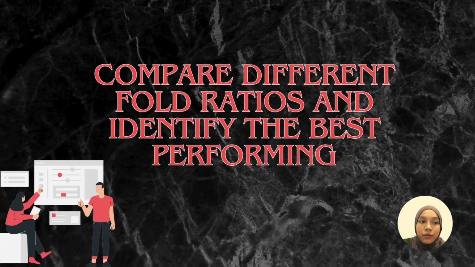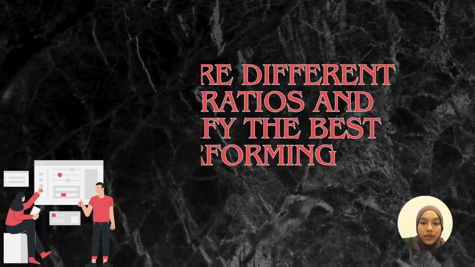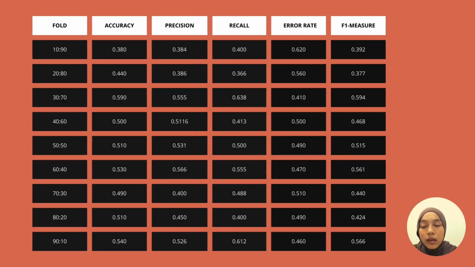Next, we will compare the different fold ratios and identify the best performing. Based on the previous slide, my friend has explained the mean absolute error, mean squared error, and root mean squared error. So based on the three errors, we will find the accuracy, recall, precision, error rate, and F1 score. So this table shows the values of the accuracy, precision, recall, error rate, and F1 measure for each ratio, which is 0.9, 0.8, 0.7, 0.6, 0.5, 0.4, 0.3, 0.2, and 0.1.